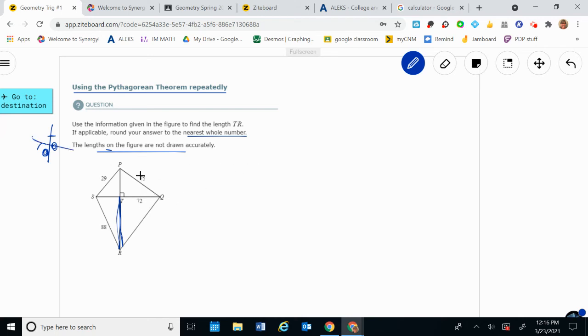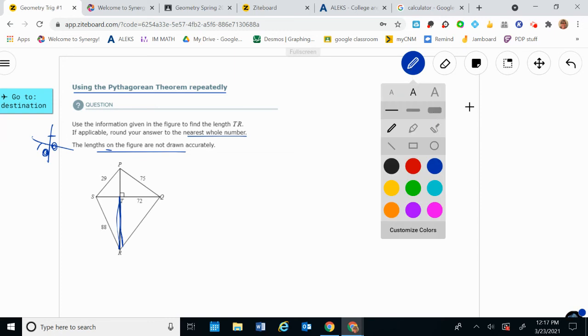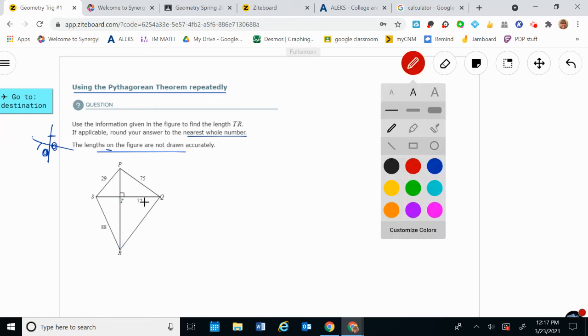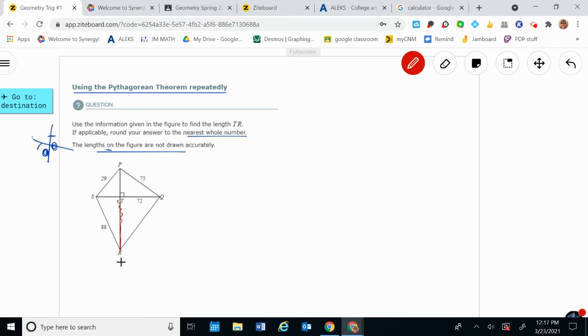Okay, let's take a look. So we want to use the Pythagorean theorem to figure out this length, but we don't have it yet. You guys see that? We want this length, but we can't figure it out yet. So how are we going to figure it out? We need another length. We have this length. The question is, can we figure out one of these others? So what do we have?